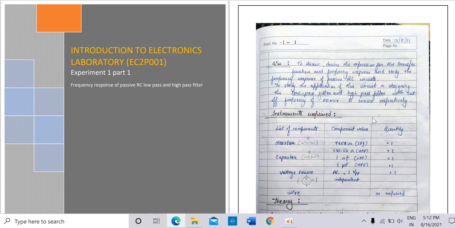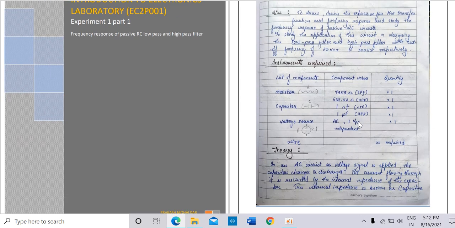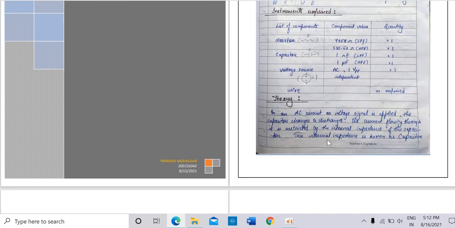The aim is also to study the application of these circuits in designing a low pass filter and a high pass filter, with cutoff frequency of 20 kilohertz for the low pass and 300 hertz for the high pass. The instrument required here is the simulation software LTspice. The components used are resistors of specific values which we will derive later, a capacitor of 1 nanofarad for the low pass filter and 1 microfarad for the high pass filter, and an AC independent voltage source.